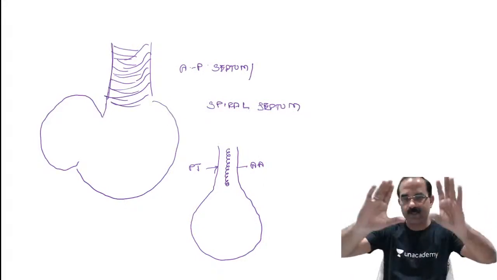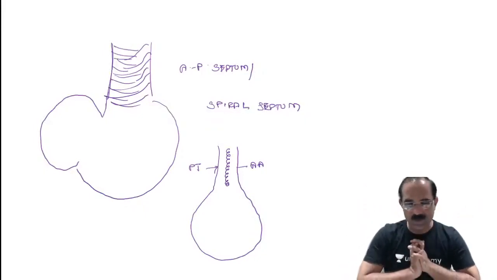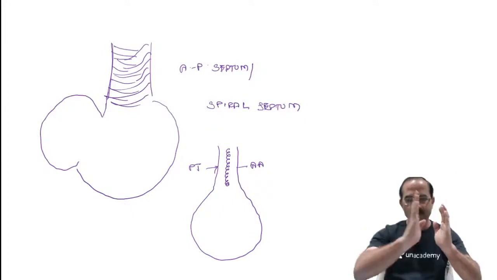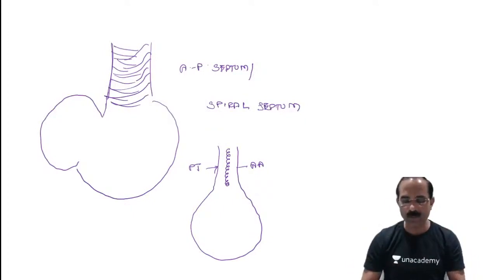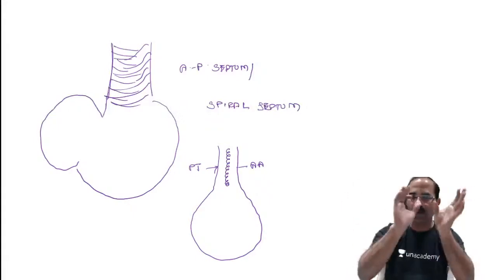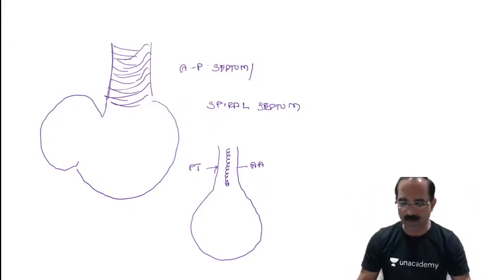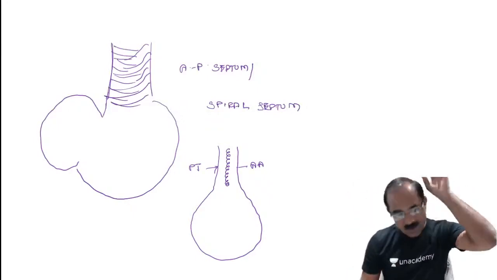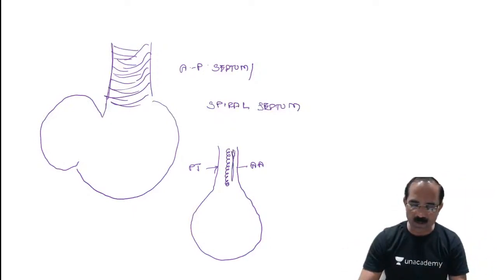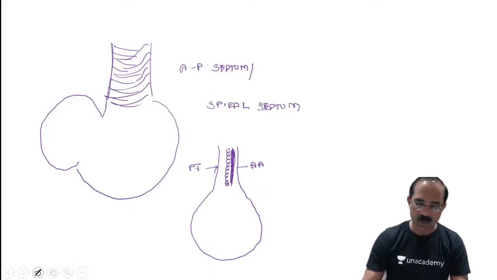Now who's going to migrate into this septum? The neural crest cells. The neural crest cells migrate into the septum. Now students, normally this septum is formed right in the midline. So ascending aorta and pulmonary trunk are of the same size. But if the neural crest cells do not migrate, the septum goes to one side. The septum is shifted to the right side.